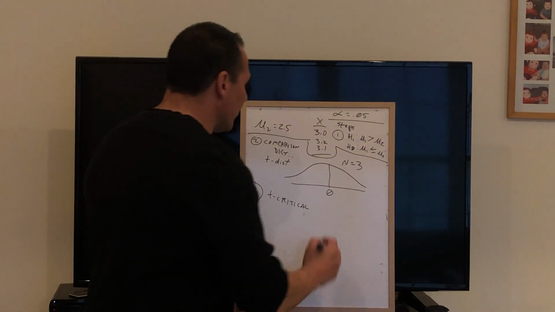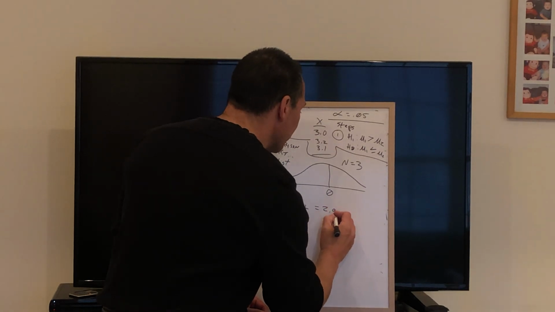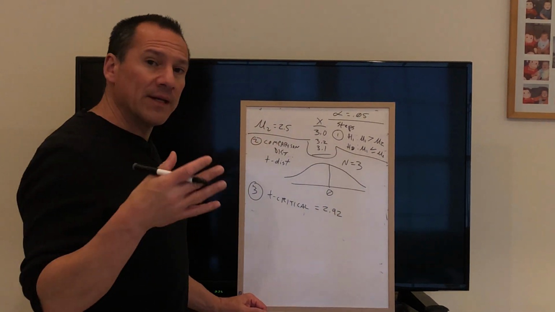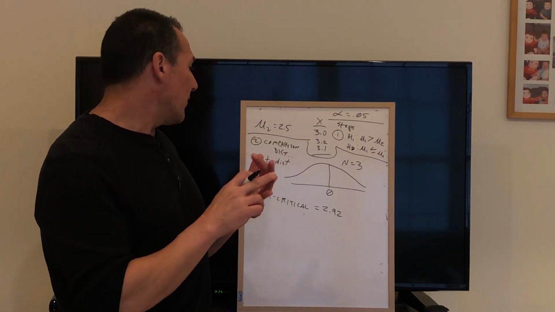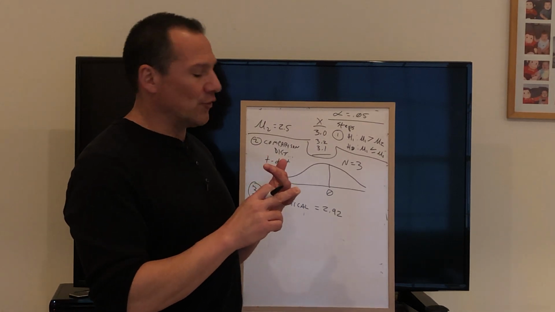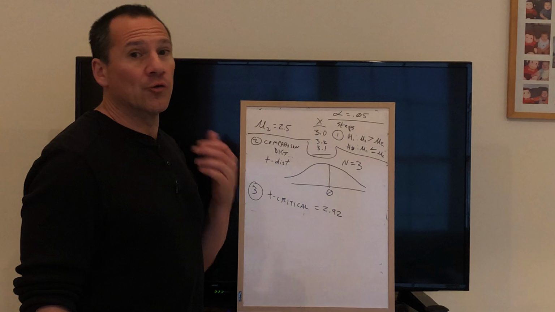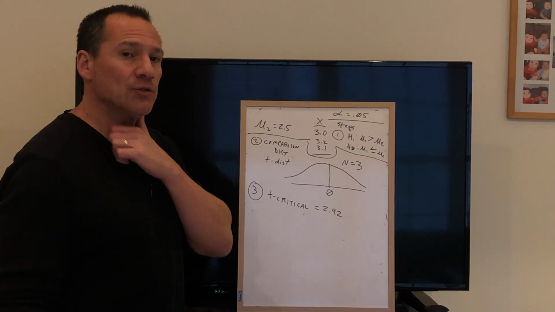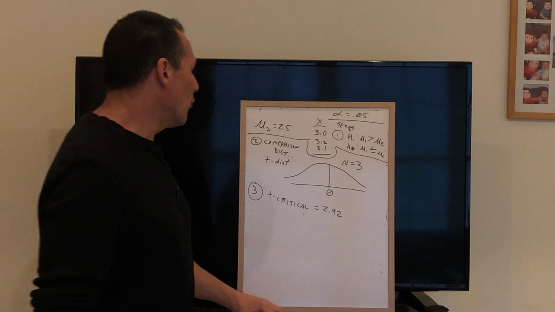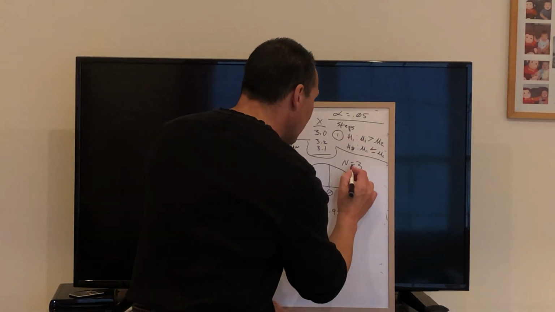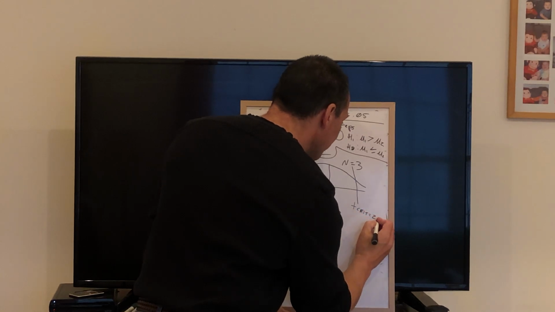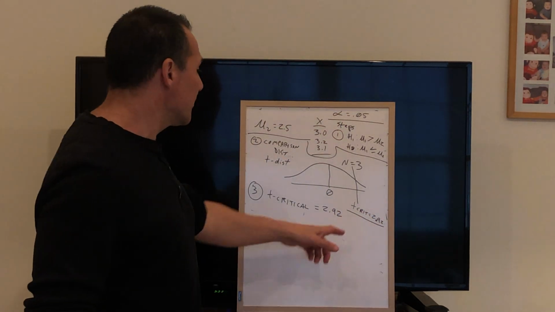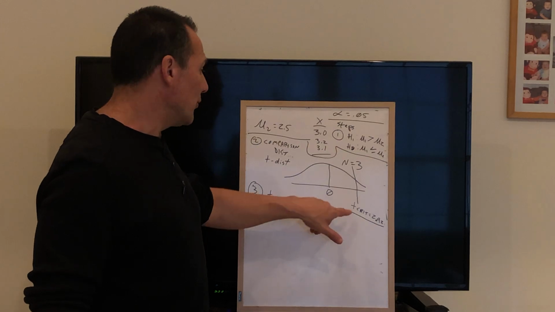Okay, so t critical equals 2.92. Again, that's from Appendix B from the book, and that's how you do it. You go by the number of tails, 1 or 2-tailed, the alpha, 0.1, 0.05, or 0.01, and the degrees of freedom, which is simply n minus 1. So t critical is 2.92. I'm going to label that here on my comparison distribution. So t critical equals 2.92 over here.